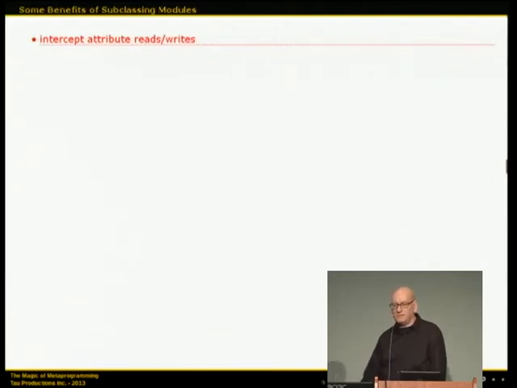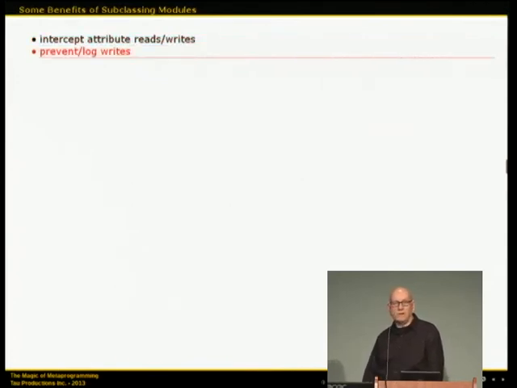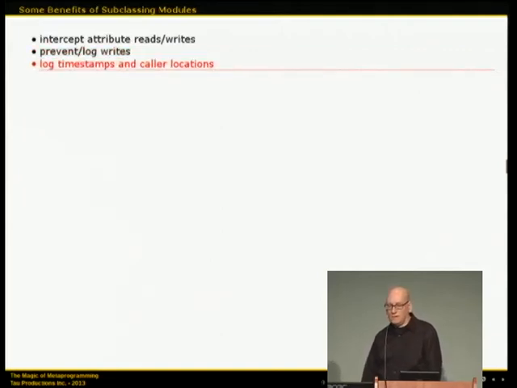So the benefits of subclassing modules is that you can intercept attribute reads and writes, so you could actually make some things read-only. You can prevent or log the writes that occur whenever someone's invoking classes, invoking functions, talking to attributes inside a module. You can log timestamps, and you can actually look back on the stack and say, who's asking for this? Because sometimes you know that this function is being used incorrectly in a large mass of code, but you need to know who's accessing it out of this body of code.